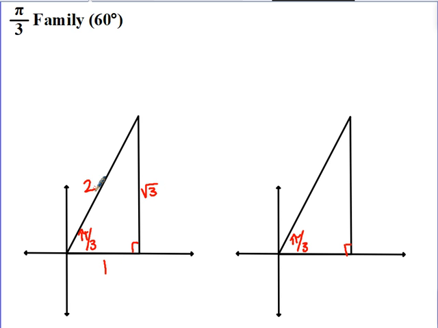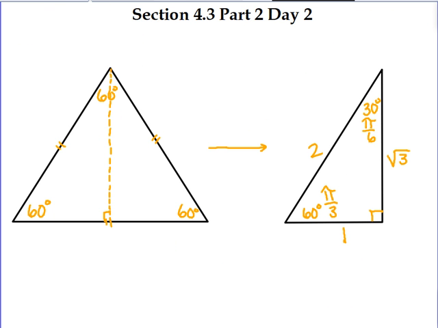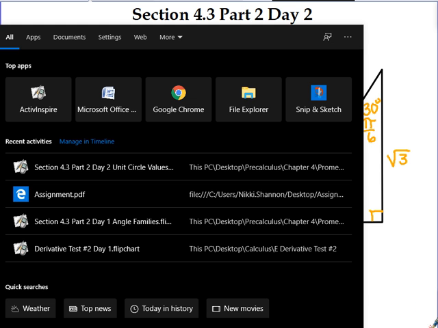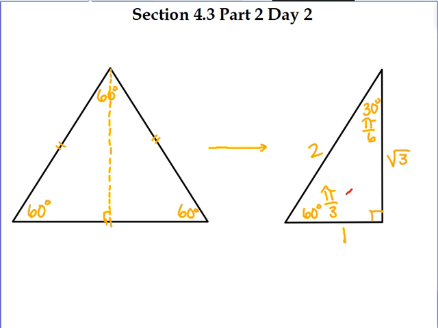It's still my 30, 60, 90. If you go way back to the beginning, that one's probably a better one to look at. So across from square root of 3 is pi over 3. Adjacent is 1, and the hypotenuse is still 2. So again, I'm just orienting the triangle differently.